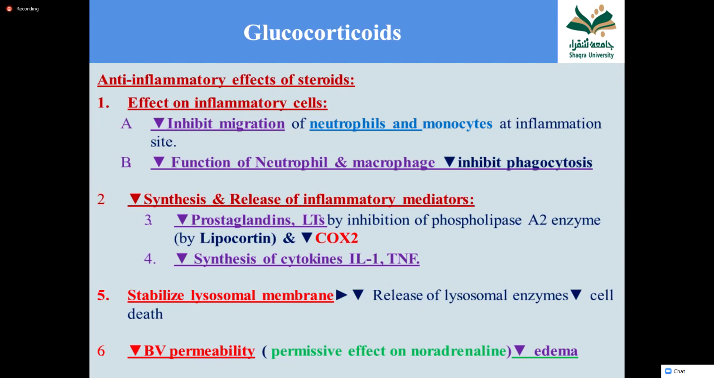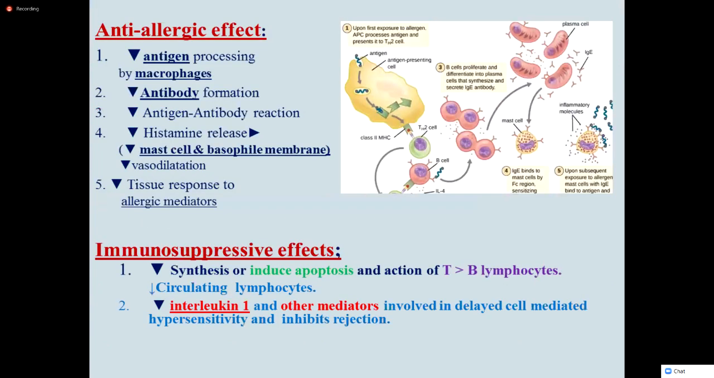Then it decreases the synthesis of cytokines, interleukin 1 and TNF alpha. It also stabilizes the lysosomal membrane, so there will be decreased release of lysosomal enzymes. Because the membrane must rupture to release the lysosomal enzymes, there will be a decrease in cell death. It also decreases blood vessel permeability, so that there will be lesser edema, and this is a permissive effect on noradrenaline.